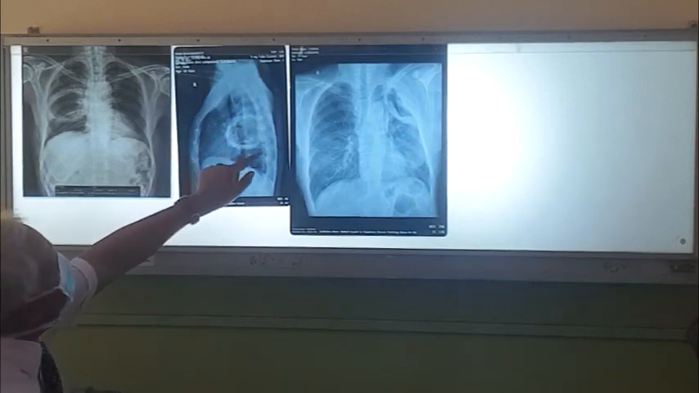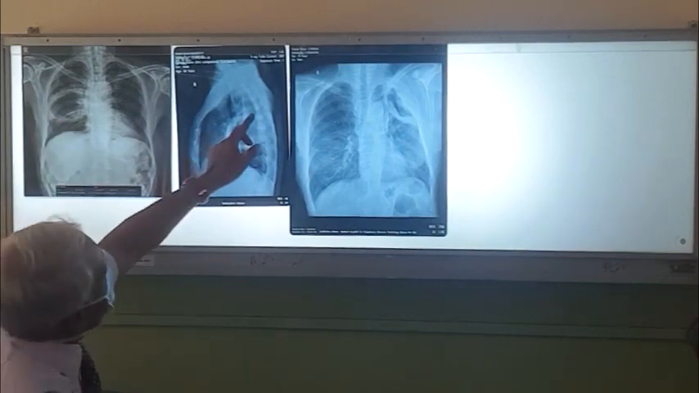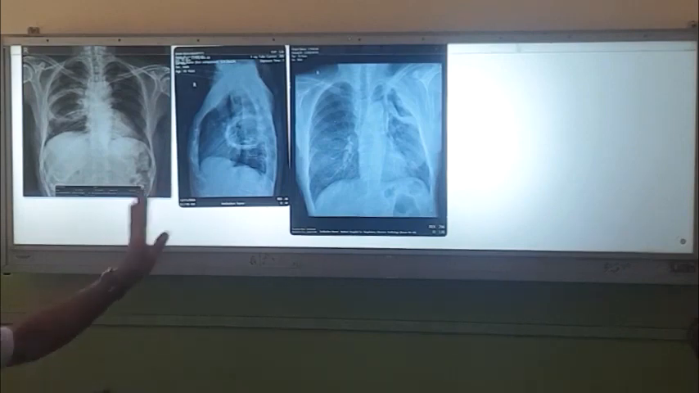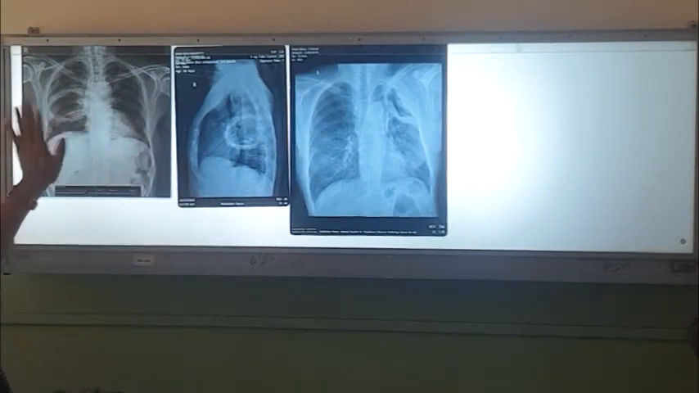So this is a thick wall cavity. If you look at the position, this is in the apical segment of lower lobe. So it's a common site for TB. Apical segment of lower lobe is a very common site for TB, right? So if it is TB, this patient's sputum should be positive, because if there is a cavity, there should be a lot of AFB, so AFB should be positive, right?